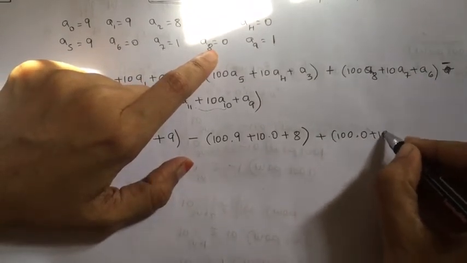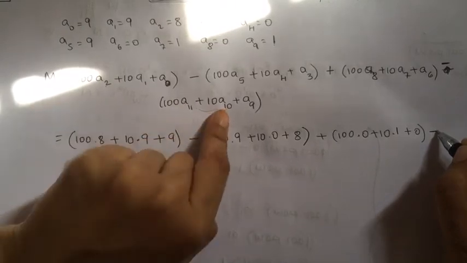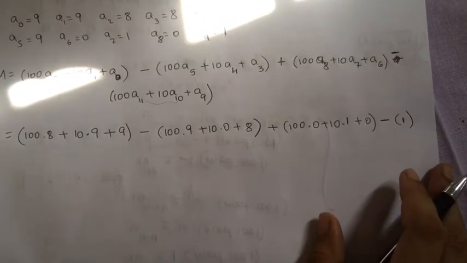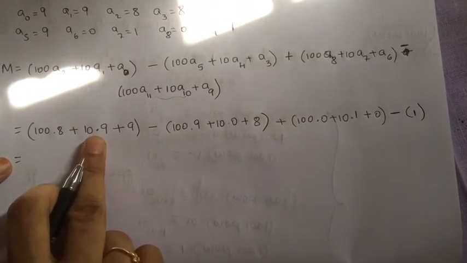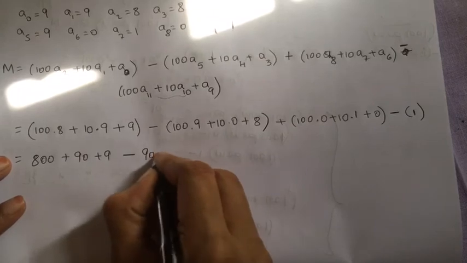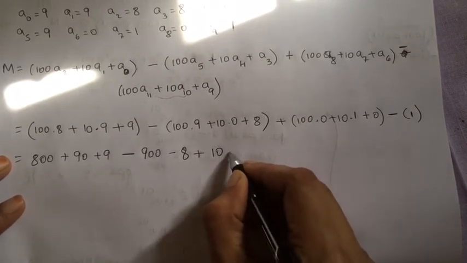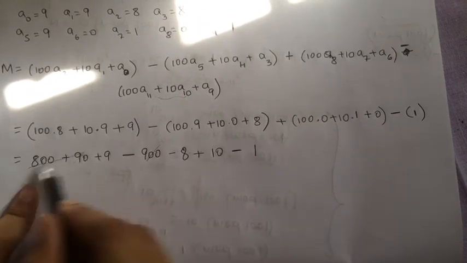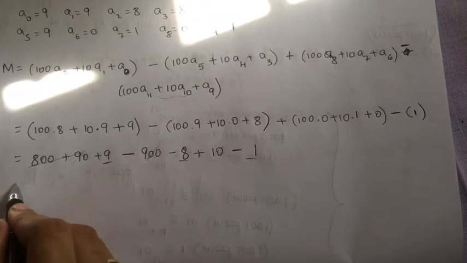A8 is 0 plus 10, A7 is 1 plus A6 is 0 minus A11 is not there, A10 is not there, only A9 is there, A9 is 1, so it is 1. I hope you can see. Sorry, yeah, m equal to this much. So I'll do the calculation. It's around 800, 90 plus 9, so minus 900, minus 8 plus 10 and minus 1. So 800 is 90 plus 10 is 100, so that this is total 900, that will get cancelled with this. Then minus 8 minus 1 is minus 9. This, this and this will get cancelled. So I can just write this is equal to 0.